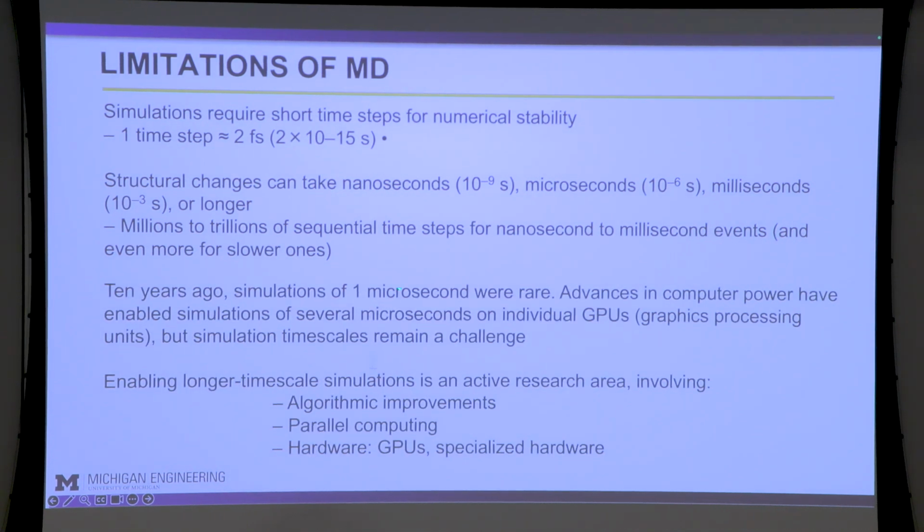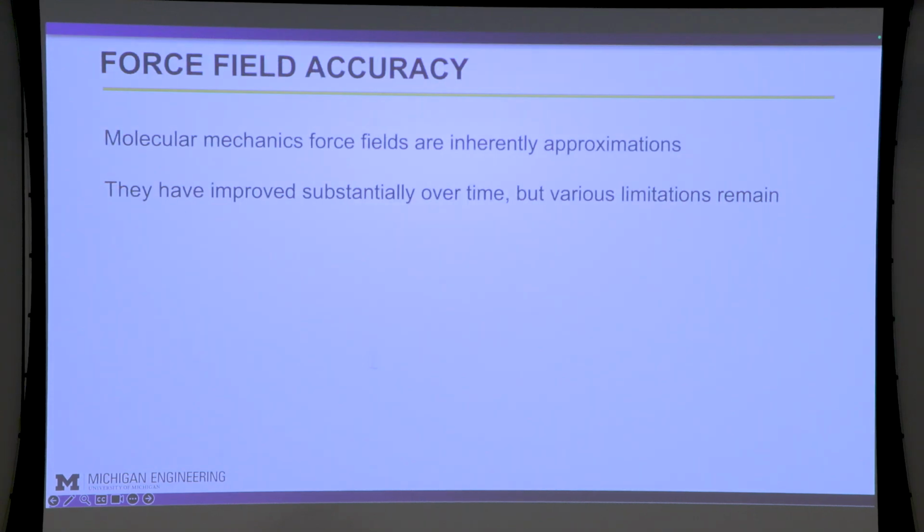Ten years ago, the simulation of 1 microsecond was really rare. Now, computer advances have enabled simulation of 7 microseconds on GPUs. But the simulation timescale remains a challenge. Enabling longer timescales is a big research area right now for molecular dynamics simulation. It involves improving the algorithm, doing parallel computing, or there is also hardware, in which you have GPUs and specialized hardware for that.